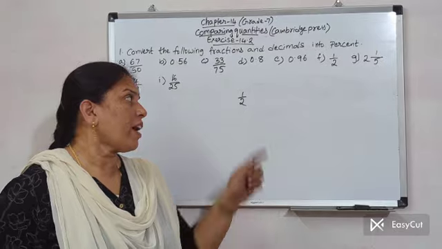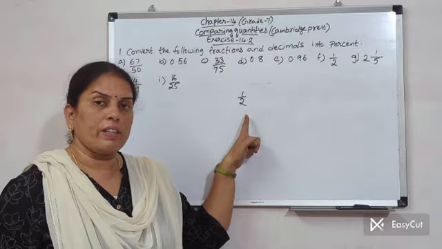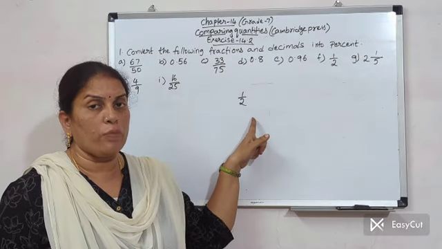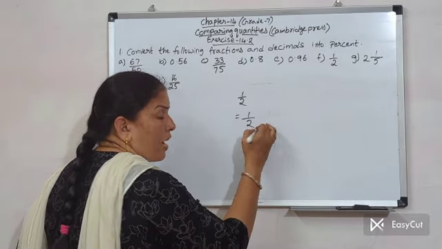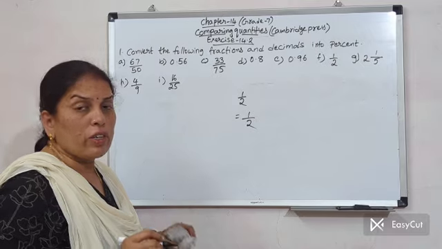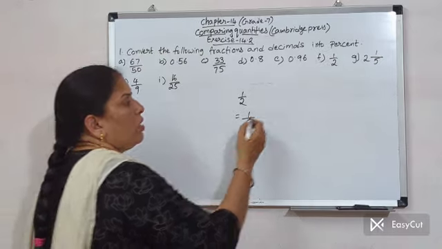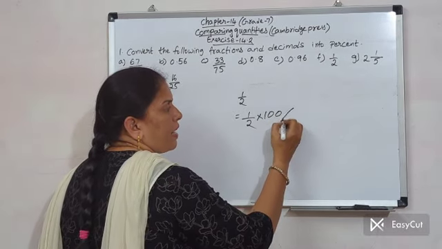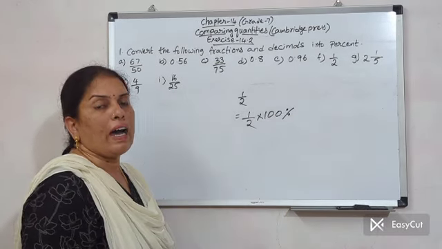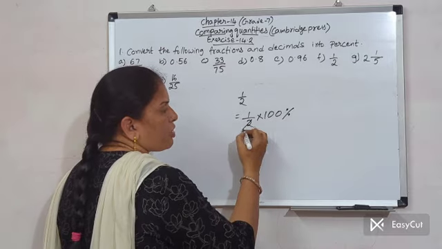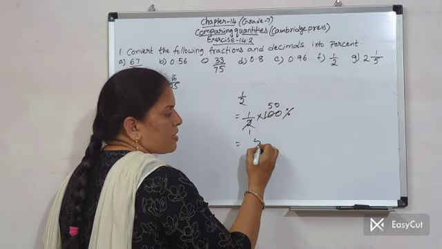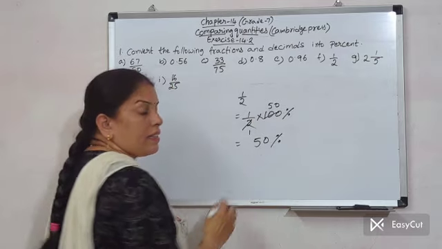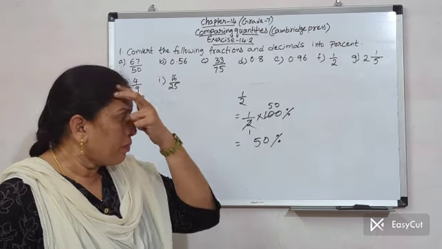When they have given a 1 by 2 fraction and asked you to convert it into percent, you must write down 1 by 2 as it is. So, to convert into percent, you must multiply with 100%. See here, 2 ones are 2, 2 fives are 10, 2 zeros cancel. 1 into 50 is 50%. Like this, we need to convert into percent.